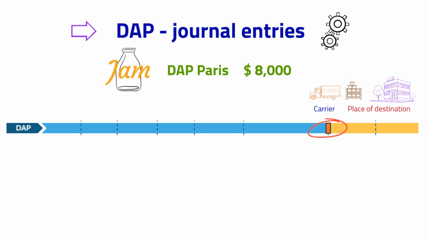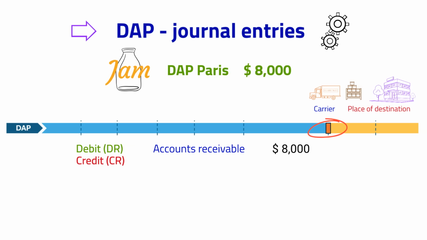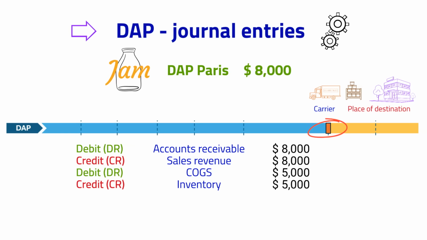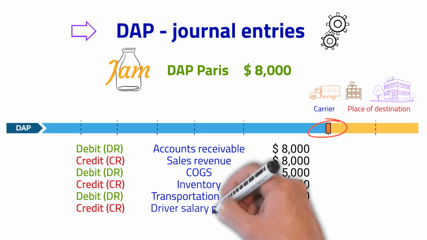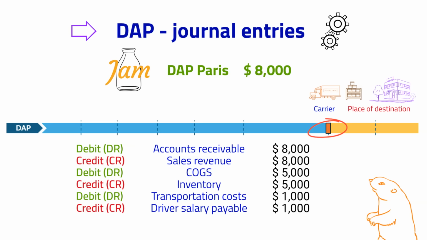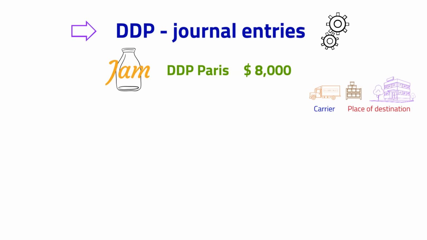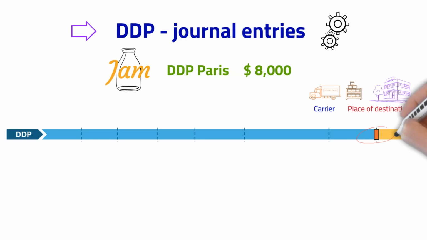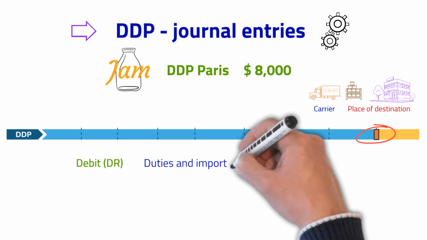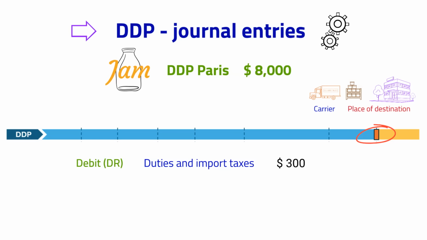When the jam arrives in Paris, our journal entries will be: debit accounts receivable 8,000, credit revenue 8,000, debit cost of sales 5,000, credit inventory 5,000, debit transportation costs 1,000, credit driver salary payable 1,000. And the last term, DDP. Very similar to DAP, but we will need to also pay the import duties. That will be an additional accounting entry for expenses. Debit duties and import taxes expense 300, credit cash 300.